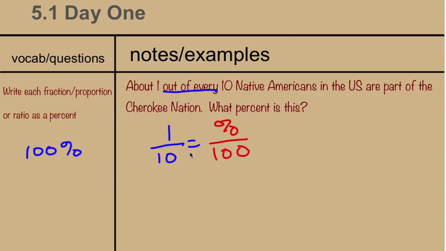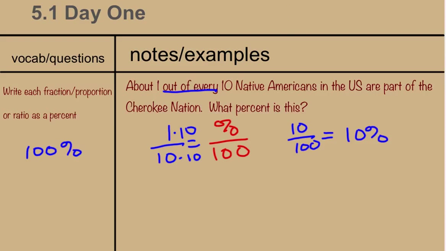So I can solve this in 2 ways. One way, because this denominator is a factor of 100, is I can multiply it by 10, and I could find out that 1 times 10 is 10, 10 times 10 is 100, so this would be 10%, because this would be my 10% over 100.